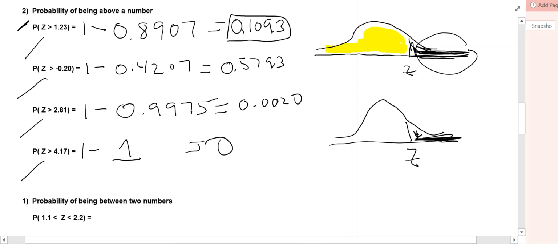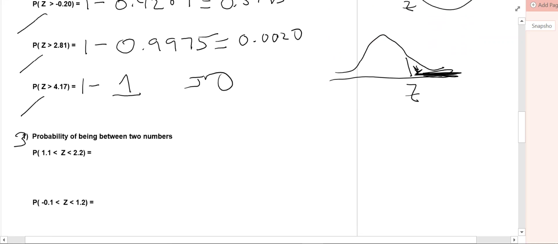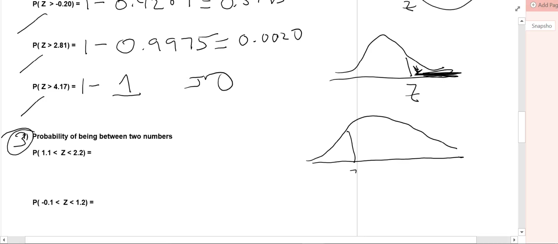Then the last scenario. I didn't fix this here. See, we got a little typo. I'm catching a few things. But anyway, the probability of being between two numbers. So here's the idea. We have the graph. We have one number. We have a second number, and we want the probability of being between the two numbers, right?